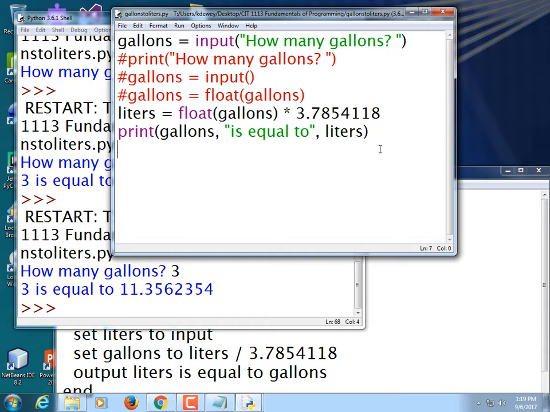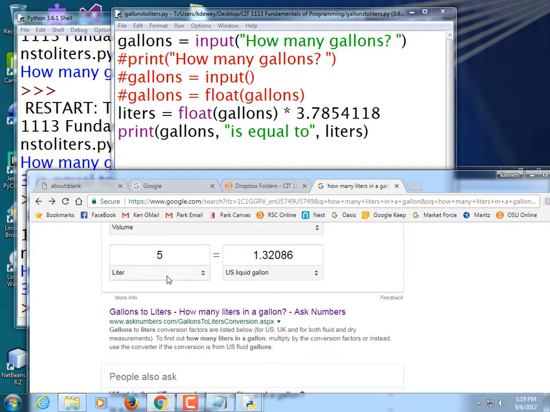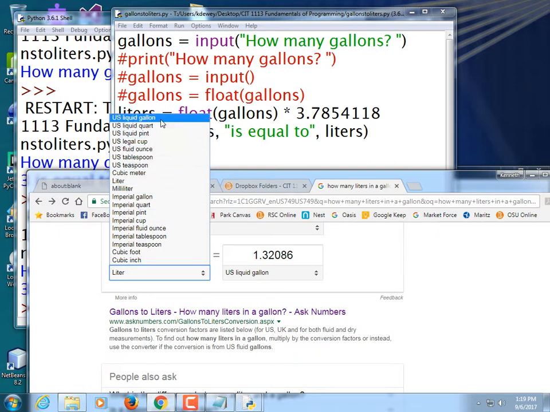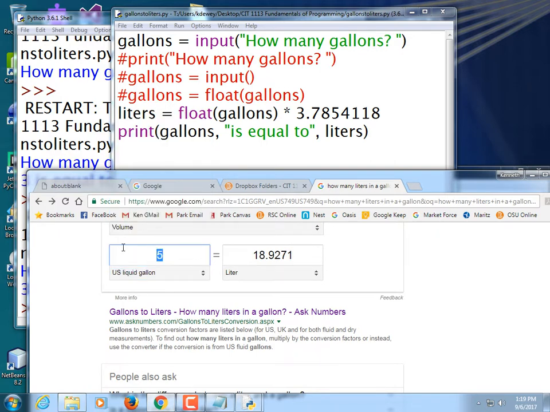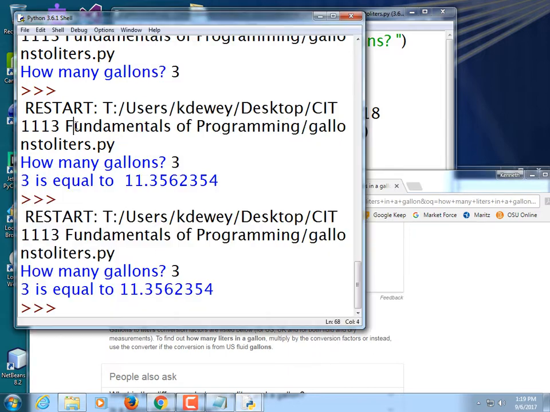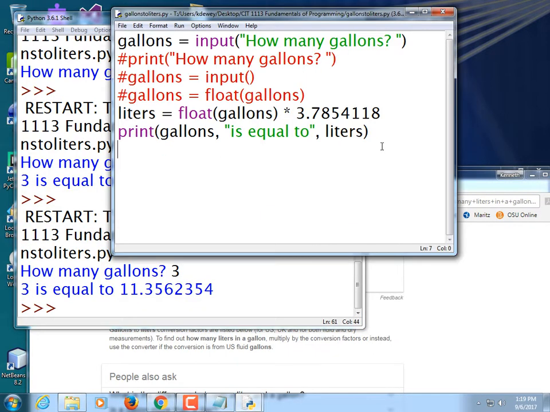Is that correct? What is 3 gallons converted to liters? Change this back to US gallons. 3 gallons gives us 11.3562. I would say our program worked perfectly. Y'all agree? Easy enough?